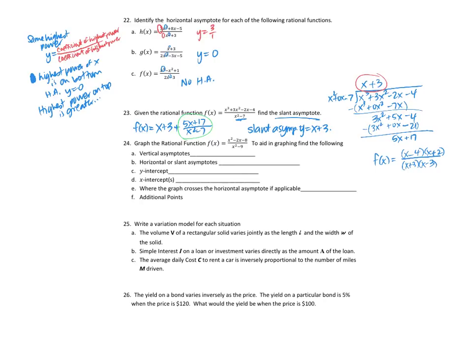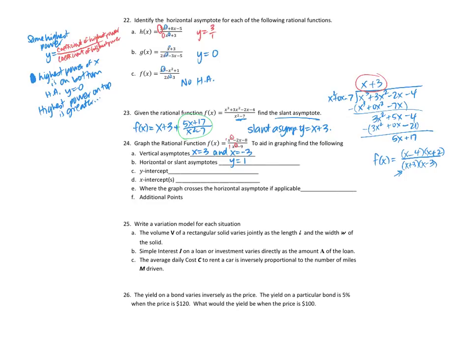So my vertical asymptotes are going to come from the denominator here. So I'm going to get x equals 3 and x equals negative 3. I don't have any slant asymptotes, but I do have a horizontal asymptote. If I look at the power on top and bottom, it's the same. So I'm going to look at those coefficients. So my horizontal asymptote is going to be y equals 1 over 1, which is 1.